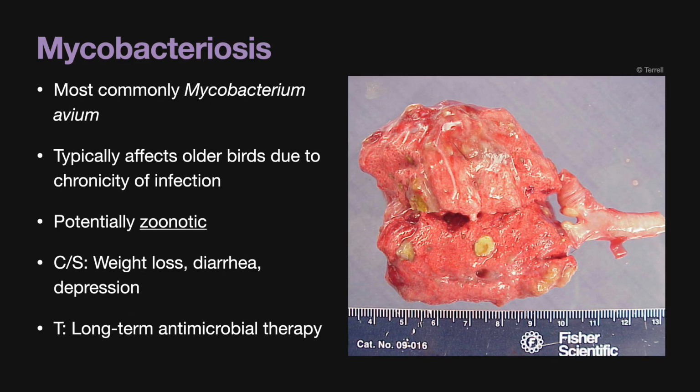Mycobacteriosis is most commonly caused by Mycobacterium avium in our bird species. It typically affects older birds due to the chronicity of infection that is required. This infection also is potentially zoonotic. Clinical signs include weight loss, diarrhea, and depression. Treatment requires long-term antimicrobial therapy. Next, we will look at some fungal diseases.